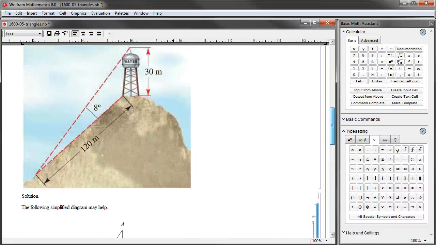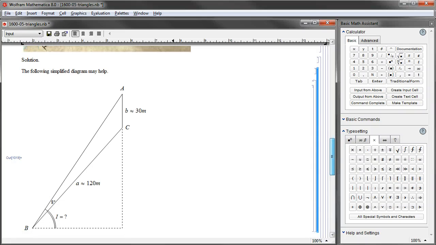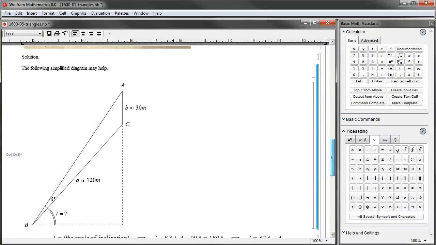Let's go back with 8 degrees of the difference of the angle. Okay, 8 degrees. And the angle of inclination of the hill, in this case, is capital I. That's what you're looking for. And in this triangle, 120 meters and 30 meters, those two are given. So 120 meters, that's small a. Small b, 30 meters, those are given. Now we have to find out capital I.